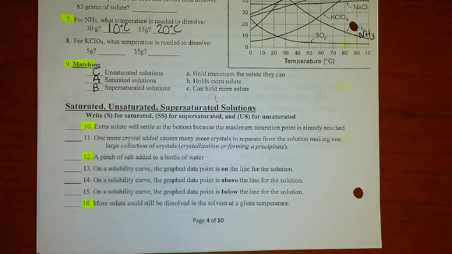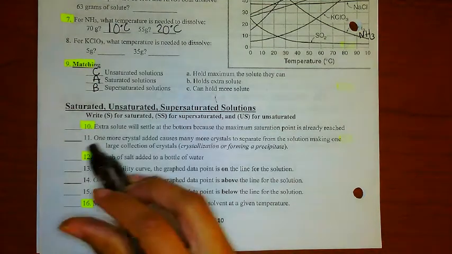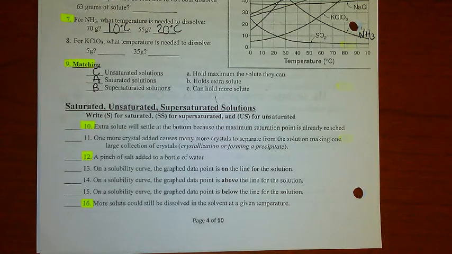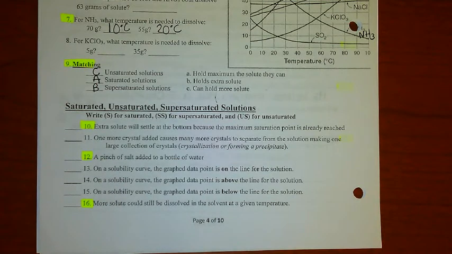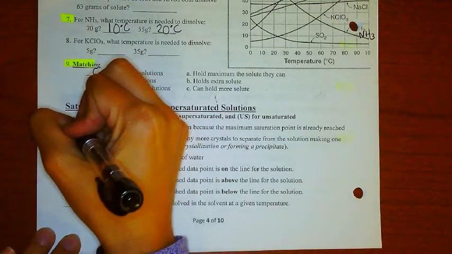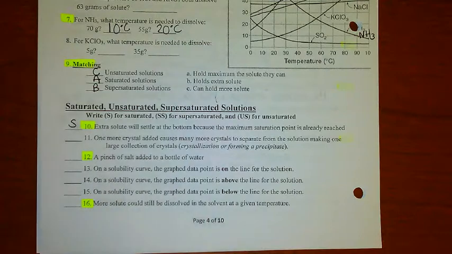Okay, and then at the bottom from questions 10 through 16, you just have to indicate if it's saturated, super unsaturated, or unsaturated. I'm just going to do 3 of them for you, but I think you should be able to do these fine just as long as you follow your notes. So number 10, extra solute will settle at the bottom because the maximum saturation point is already reached. Well, that's going to be saturated. Remember, saturated, it holds the maximum solute that it possibly can, so it can't take in any more.